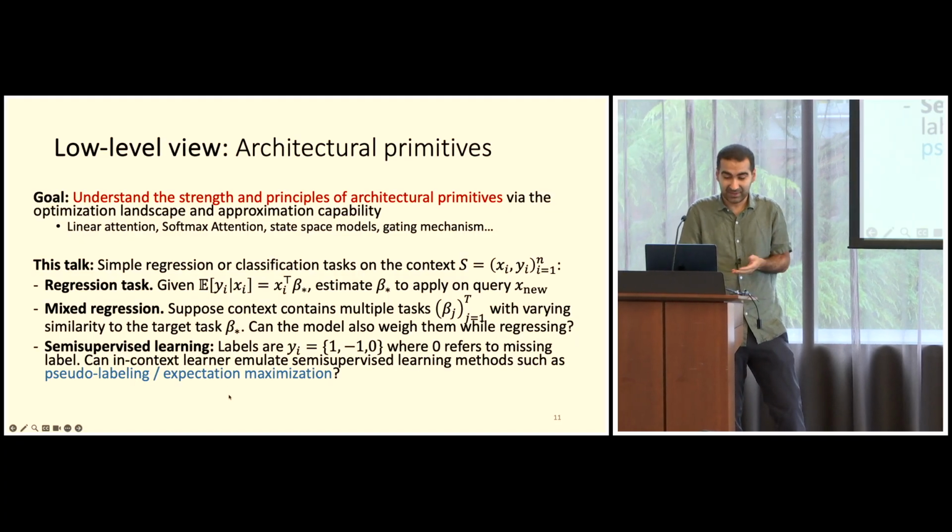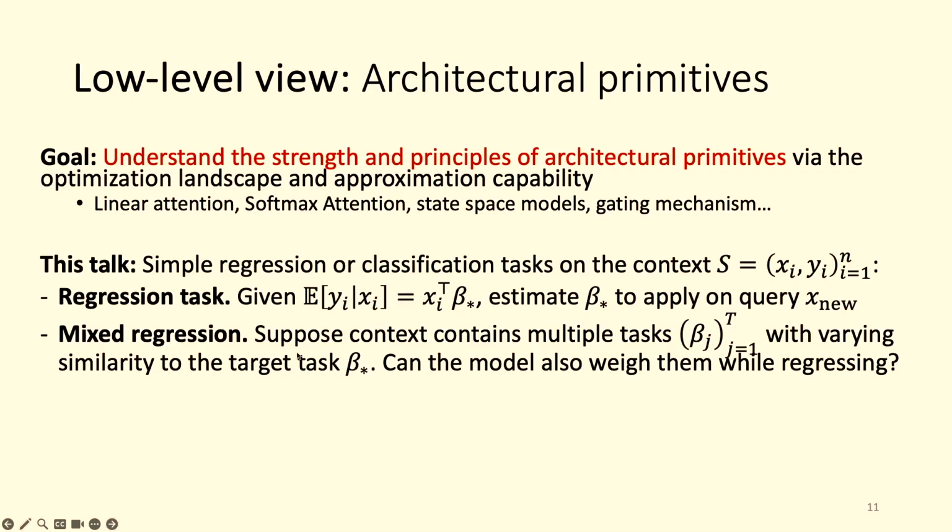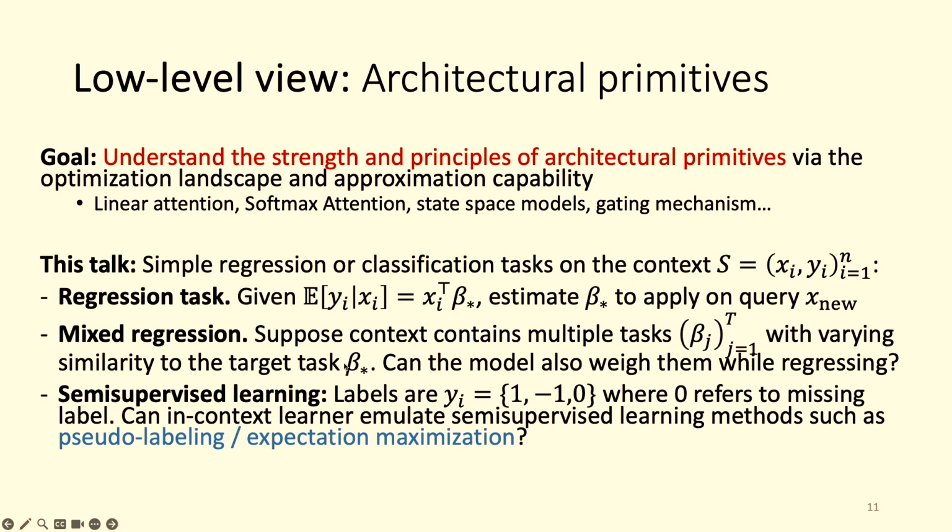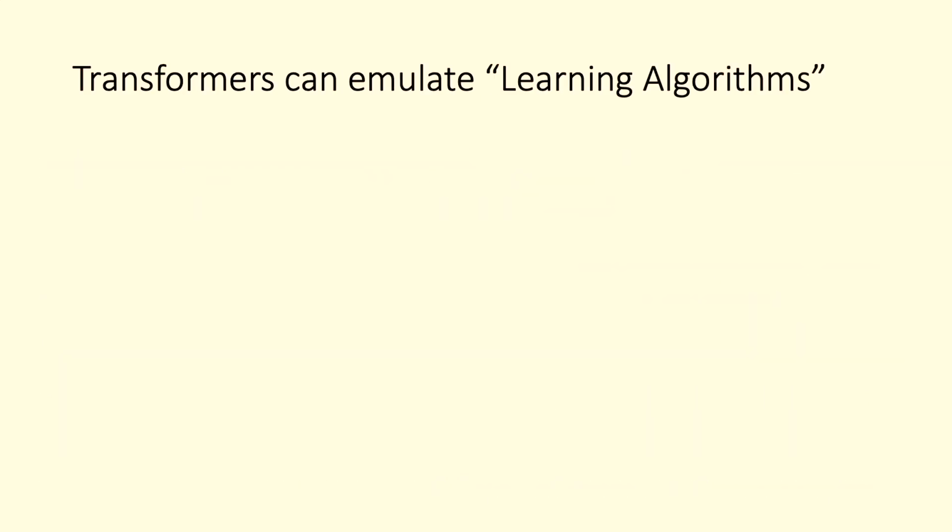And another example that we will consider is like a mixed regression setting. The context is heterogeneous, or it contains many tasks. Another example is, what if labels are missing or labels are noisy? In that case, what kind of algorithms can the model emulate? This can be another example that I want to discuss.